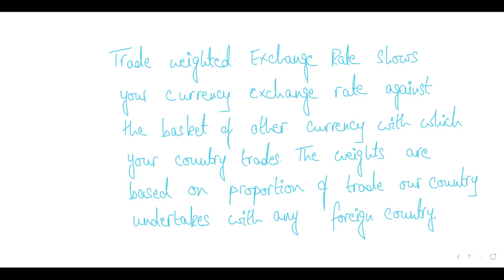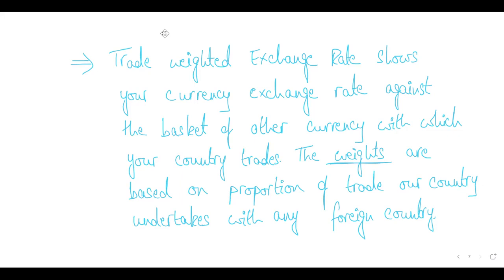But in trade weighted, you compare your currency to a basket of other currencies. And what are those basket of other currencies? These are all the countries with which you trade. And the weights in this calculation are based on the proportion of trade our country undertakes with any foreign country. So if Pakistan undertakes 50% of its trade with USA, then in the trade weighted exchange rate we will weight dollars 50%, and the remaining currencies will be 50%.